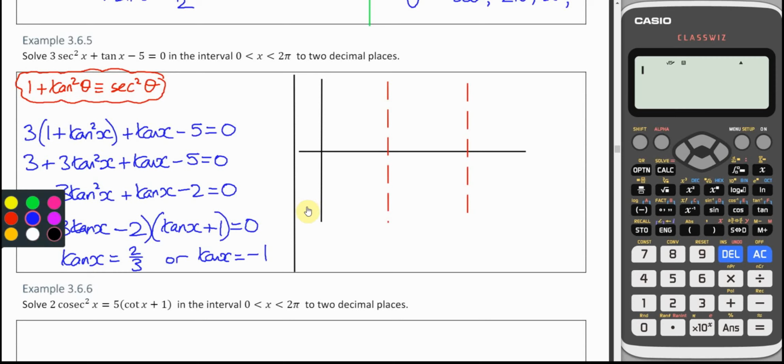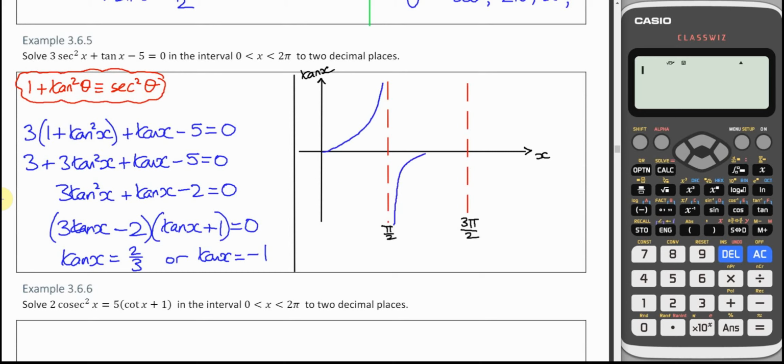It does have asymptotes, of course, and those asymptotes are when x is, well, in degrees it's 90 degrees, so in radians it's pi over 2. The next one is at 270 degrees, which in radians is 3 pi over 2. Asymptotes on first, and then sketch the graph. So that goes from 0 to 2 pi. It crosses the x-axis at 0, pi, and again at 2 pi.